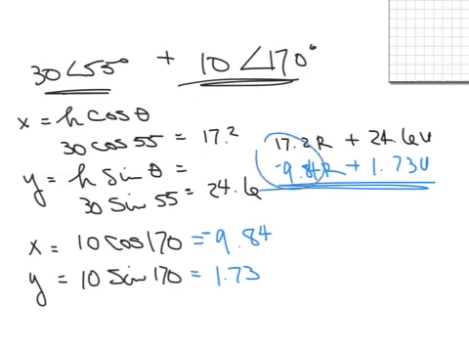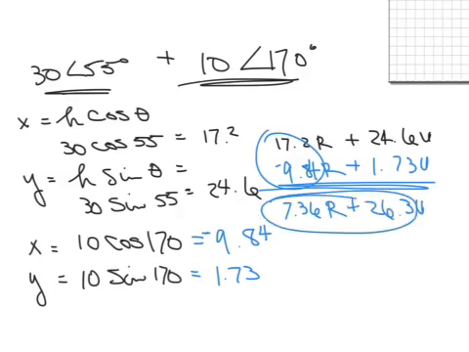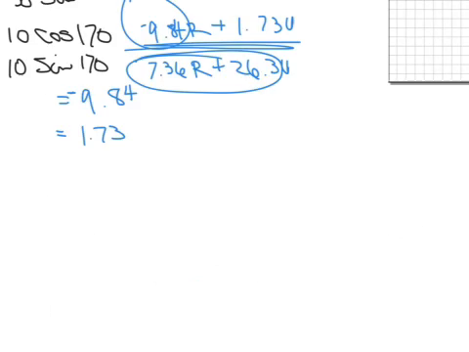And then we add those up. We just add the numbers, 17.2 minus 9.8, and we get 7.36-ish r plus 26.3u, and that ends up being the answer. And that's all there is to add those. Okay, so there's our answer.